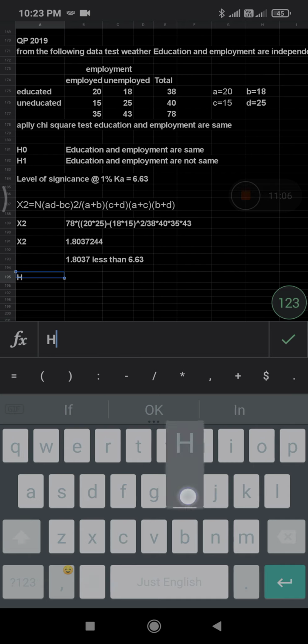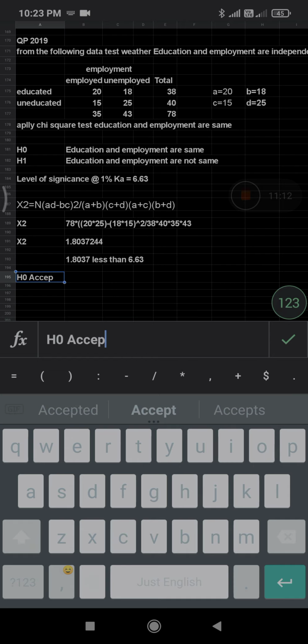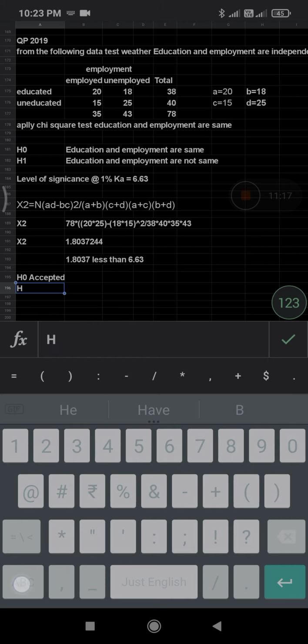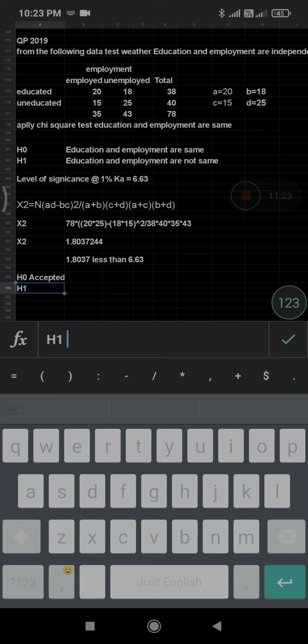Therefore H naught is accepted. When your calculated value is less than the table value, then H naught is accepted. If the calculated value is more than the table value, the chi-square value at alpha, then you should reject the null hypothesis. If it is less than or equal to 6.63, then H naught is accepted and H1 is rejected.